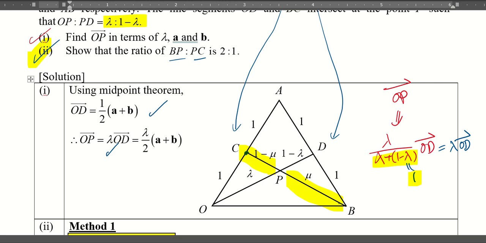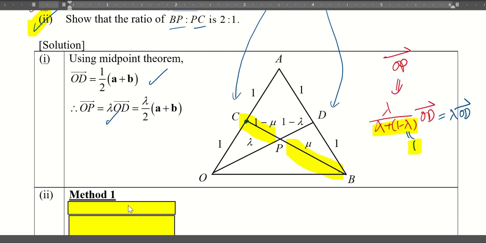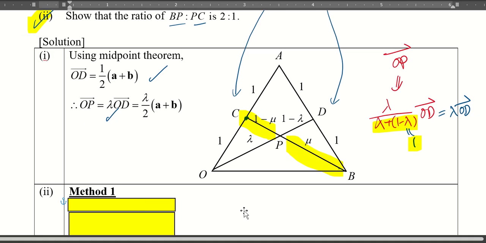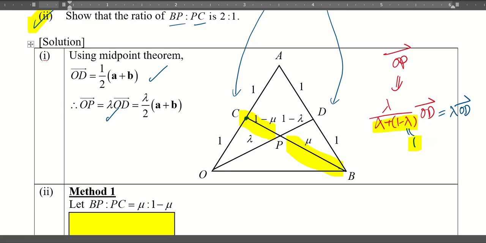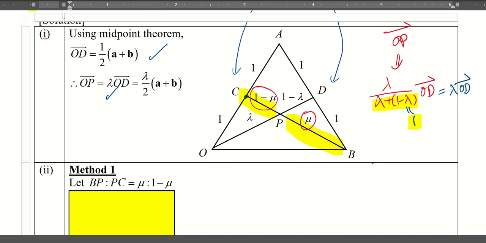So what does the solution do firstly? One of the possible methods is to let the ratio BP to PC, which is what we want to solve, be mu to 1 minus mu. So it's really using this earlier technique that we mentioned. If you add them up, it gives a nice 1, so the expression won't get too complicated. Instead of letting it be, say, a ratio m to n, then there are two things to solve as well. It's not advisable.